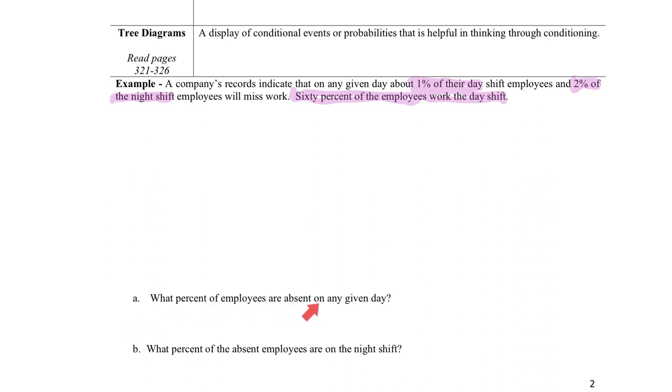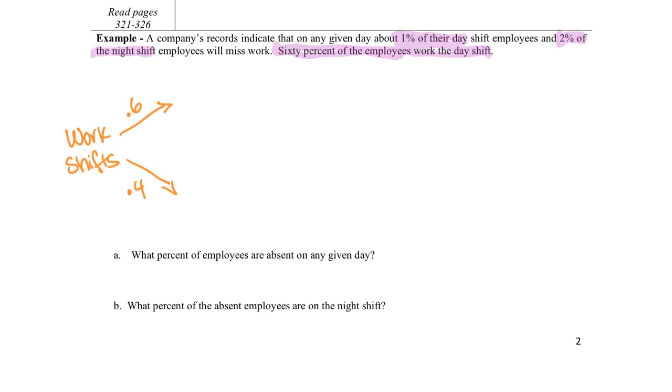So what percent of employees are absent on any given day? Wow, that seems like a big question to answer. And what percent of the absent employees are on the night shift? So those are two questions. We're going to create a tree diagram to help us answer that. We're going to start with the two work shifts, and we've got the day shift has 60%. I'm going to make it 60 just to make sure so you can see that's connected. So there's the 60% and the 40% for the night shift.